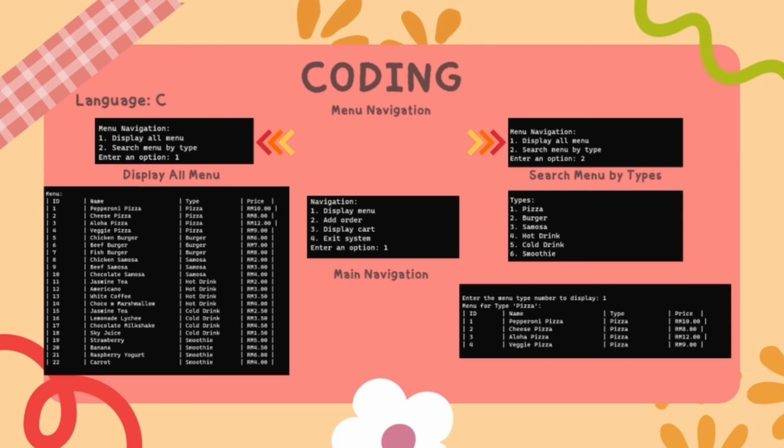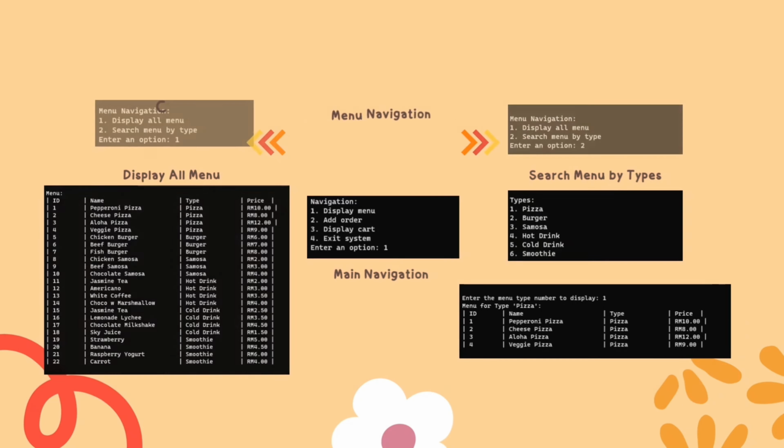If customer enters 1, then the system will display variety of menu from the restaurant, including the type and the price. If customer wants to search menu by type, then they can enter 2, which will display the type of the food. For example, the code for pizza is 1, so if the customer enters 1, then all type of pizza will be displayed with the price.